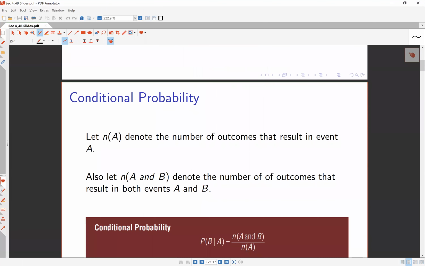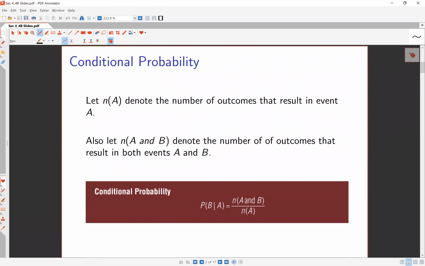Now, the important notion that kicks off everything in this chapter is the idea of conditional probability. Conditional probability is the name of the technique that we use when you're trying to calculate the probability of a specific event. Let's call it event B, and you get provided with additional information about some other event. Let's call that event A.